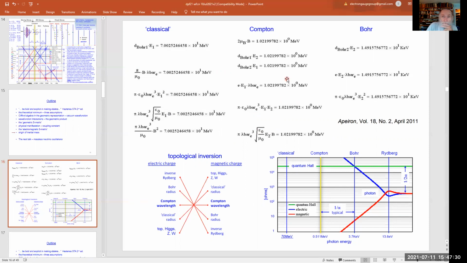Mass equals energy, as we know from Einstein. And I'm not going to dwell on either of these for the moment or any of this. We'll get into this a little bit later.